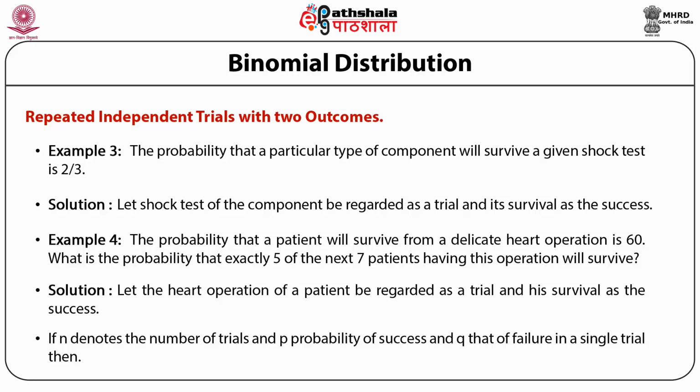The required probability is the probability that exactly 5 out of 7 survive. So nCr, 7C5, P raised to power r, Q raised to power n minus r, that is 7C5 times 0.9 raised to power 5 and 0.1 raised to power 2. Solve the question and get the answer.